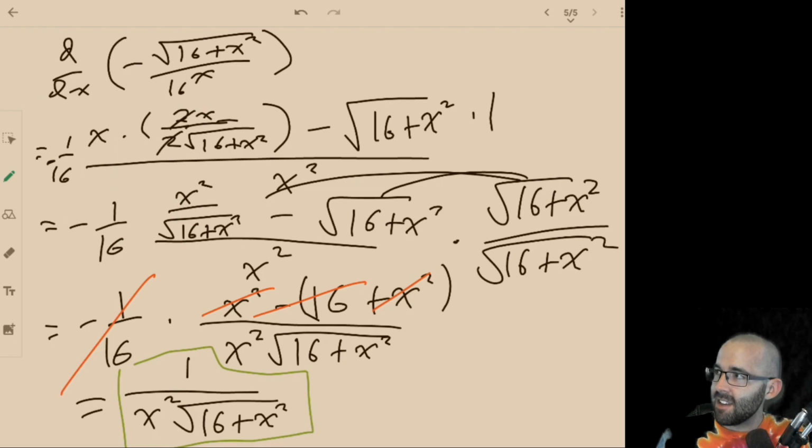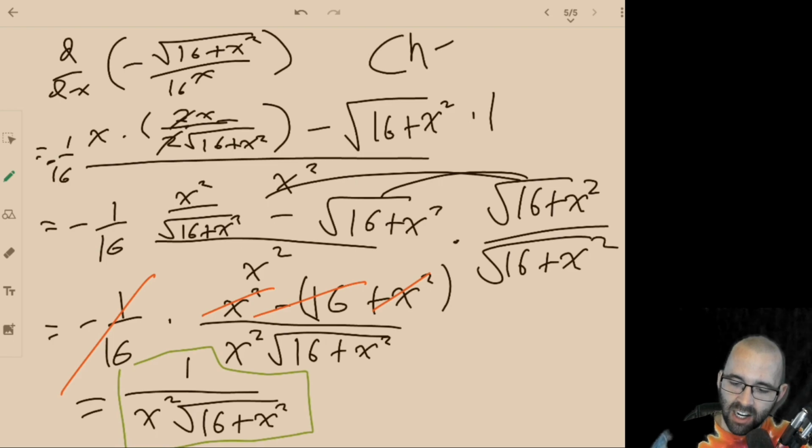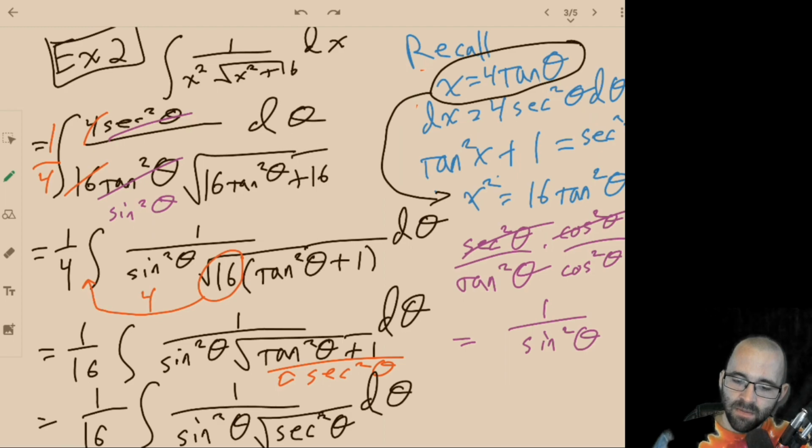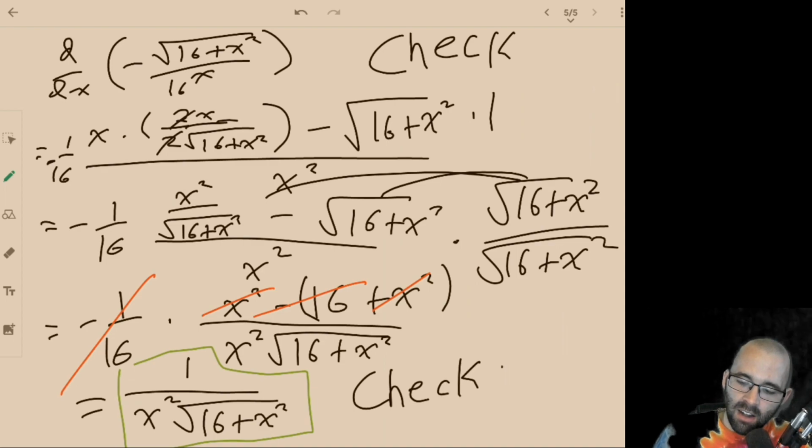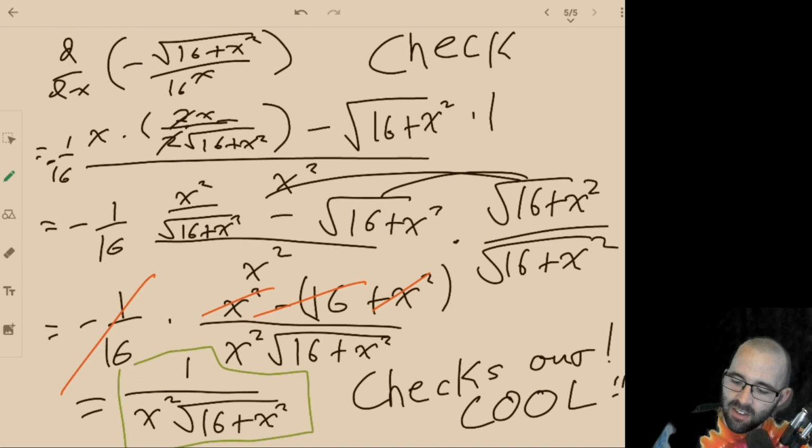It really has been a while since I've taught this. Thank you guys for being patient. So that should have been what we wanted. All right, this is all just checking our work. Original problem, the integrand was 1 over x squared times the square root of x squared plus 16. When we checked our answer, it checked out. Checks out. Cool. Smiley face.